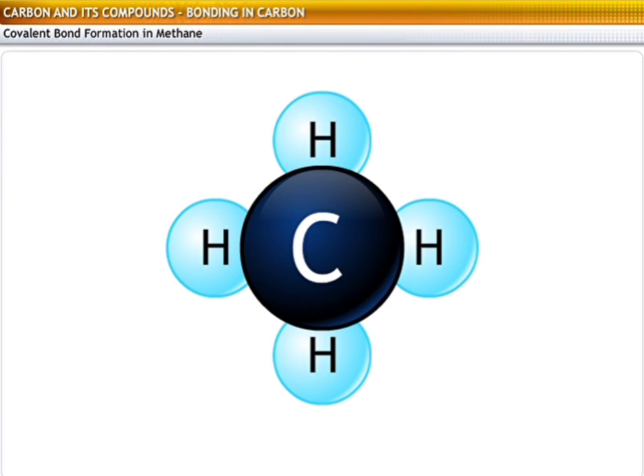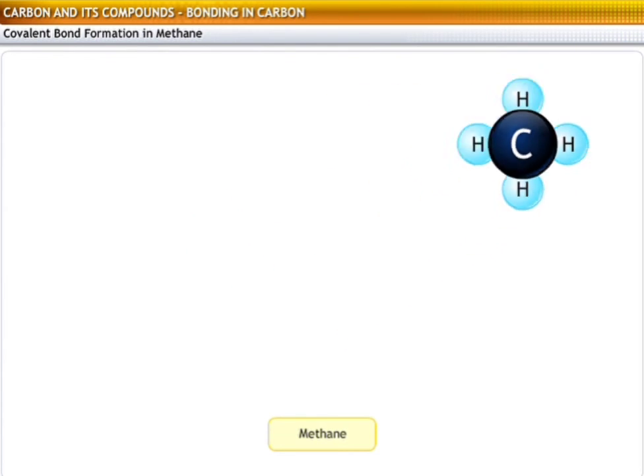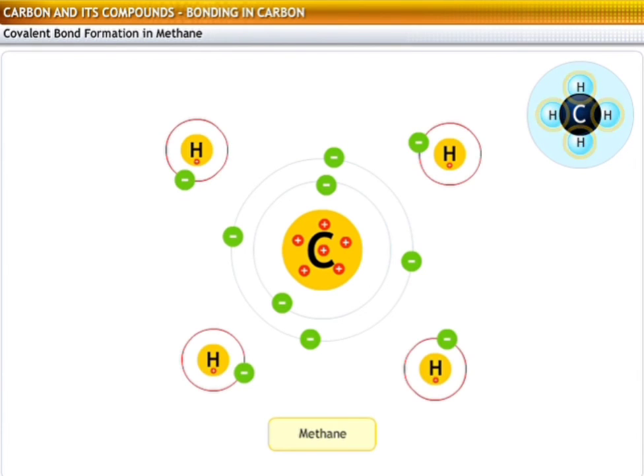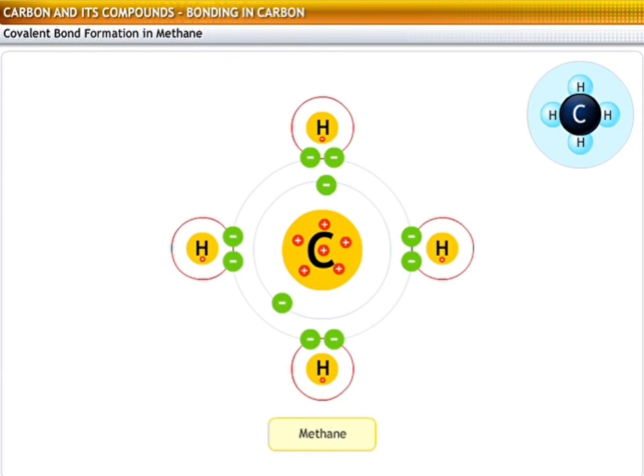Now, let us take a heteroatomic molecule like methane and see the covalent bond formation in it. A carbon atom has 4 valence electrons. During the formation of a methane molecule, 1 electron of a carbon atom pairs with 1 electron of a hydrogen atom to form a bond pair. In this way, 4 bond pairs, which are 4 C-H bonds, are produced. These electron pairs are shared by the carbon and 4 hydrogen atoms. It is important to remember that carbon is tetravalent and one should always check for the fulfillment of tetravalency.